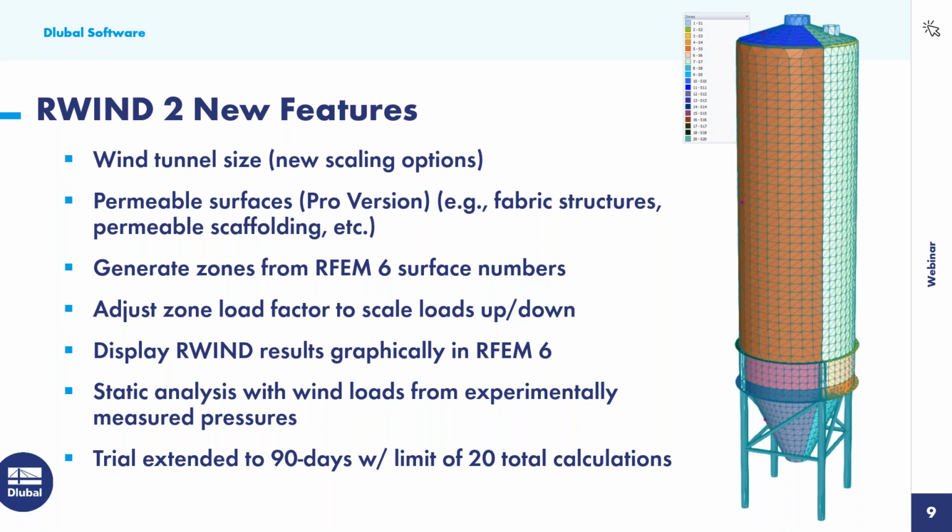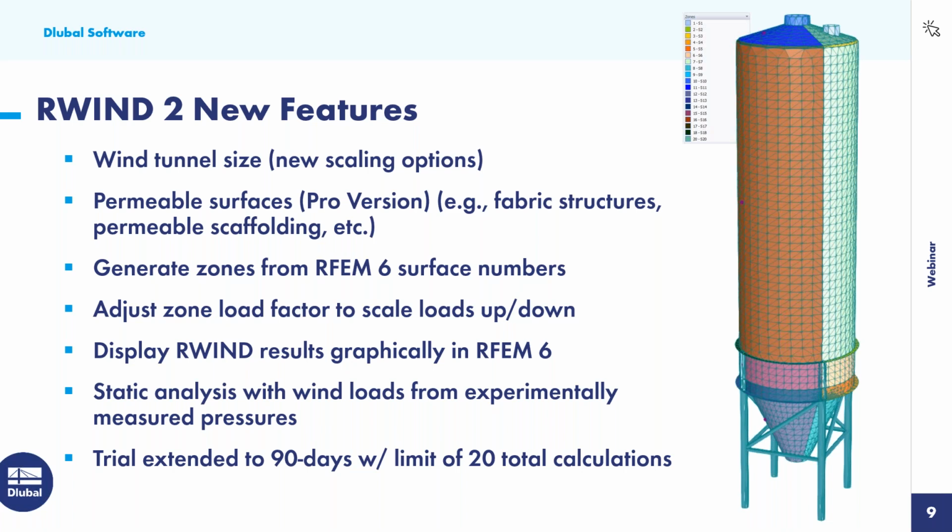The tunnel for the numerical wind analysis has its dimensions set as small as possible for short calculation time. So it could be that the solution does not converge, requiring us to manually extend the tunnel length, for example. Well, now we offer new scaling options once we are within RWIND, which I'll show you in our example today.